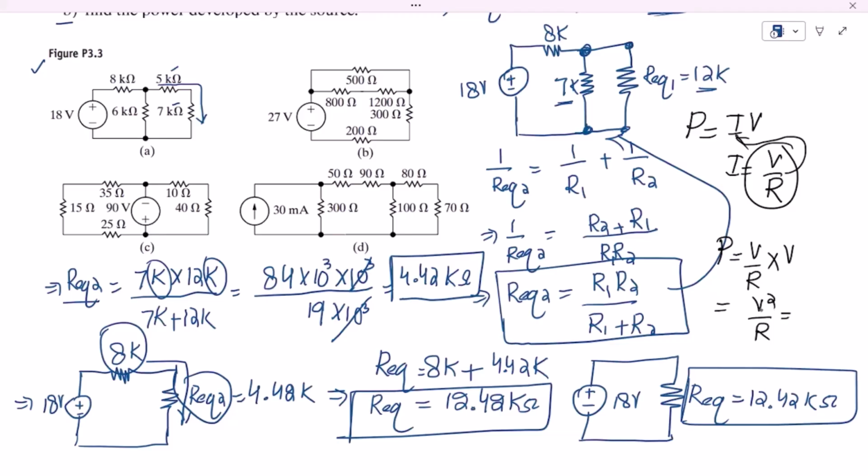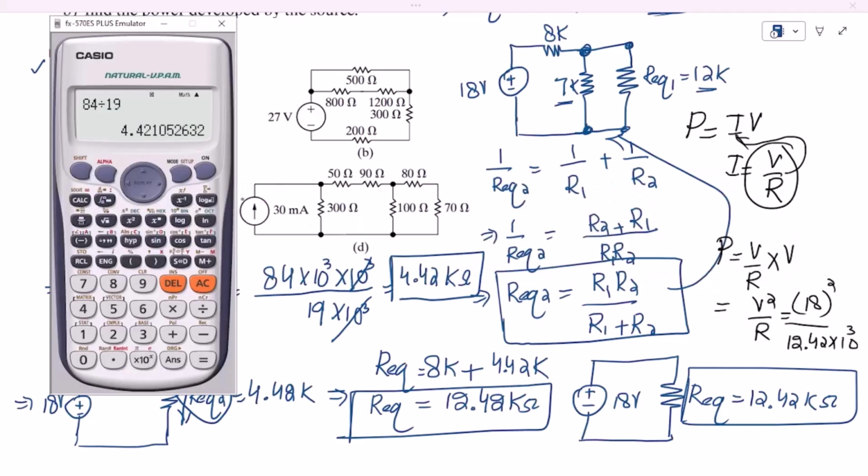Let me put their values. So V is 18, whole square, divided by 12.42 into 10 to the power 3. Okay, so let me calculate it. It will be 18 square, how much is it? 324. So 324 divided by 12.42, okay, so this is 26.